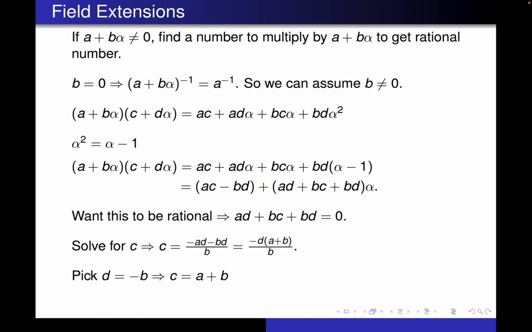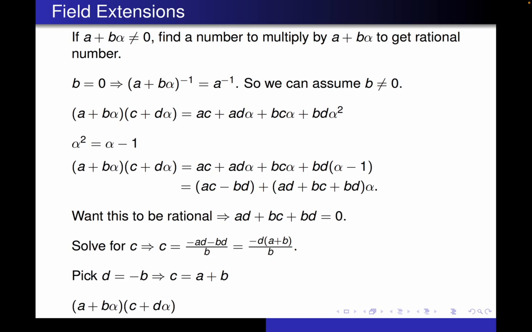So I know what A and B are. Those are given. A plus B alpha was the thing that I wanted to find the multiplicative inverse of. And so I'm going to choose D to be negative B, C to be A plus B, and that is going to give me, well, not my multiplicative inverse, but something very close.